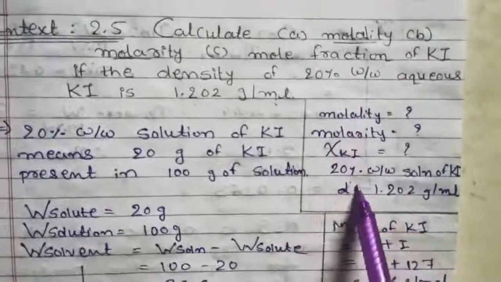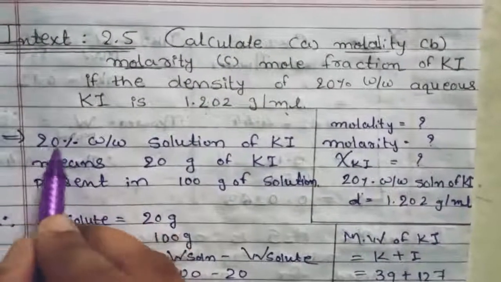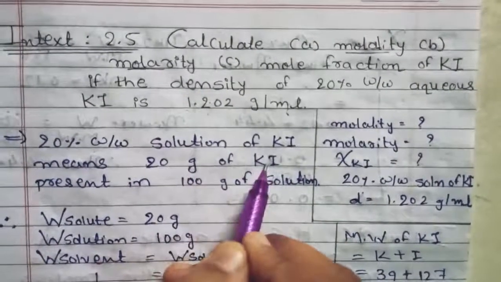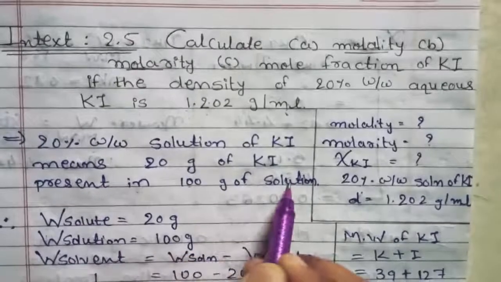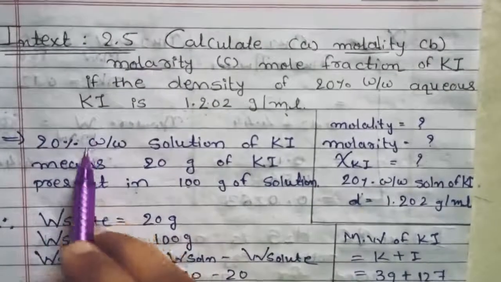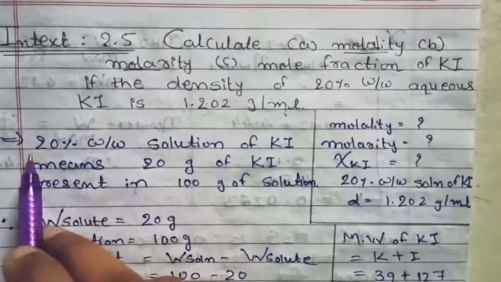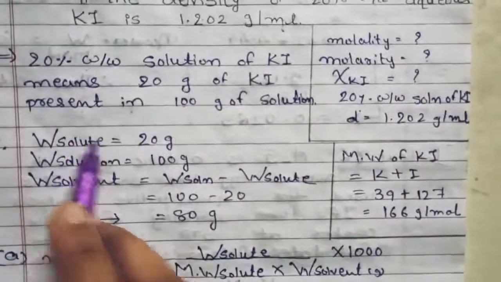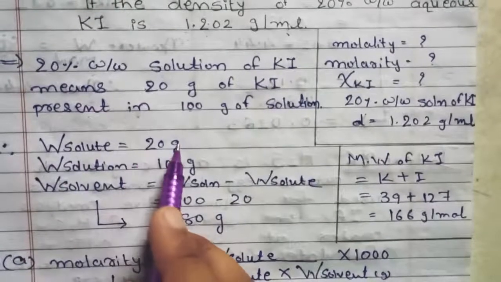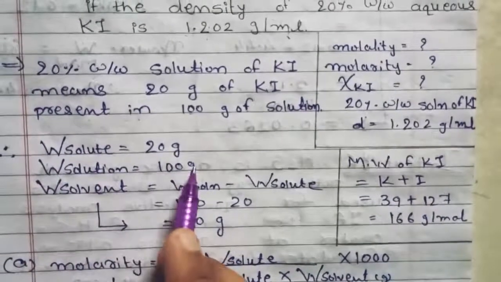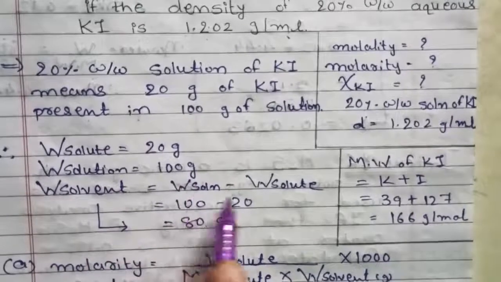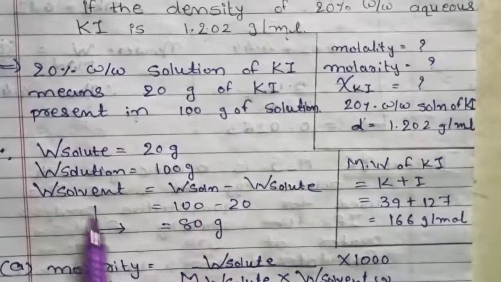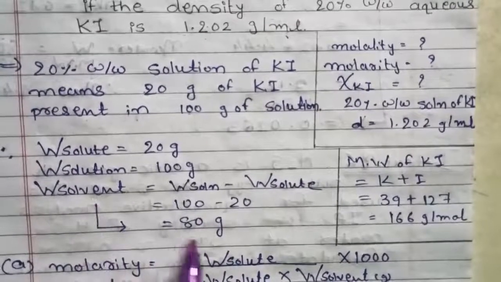So what we have to find out and what is given, I have written here. Now the 20% w/w solution of KI means 20 gram of KI present in 100 gram of solution, because the percentage is mass by mass. So mass of the solute is 20 gram, mass of solution is 100 gram. So mass of solvent equals mass of solution minus mass of solute, 100 minus 20, so mass of solvent will be 80 gram.